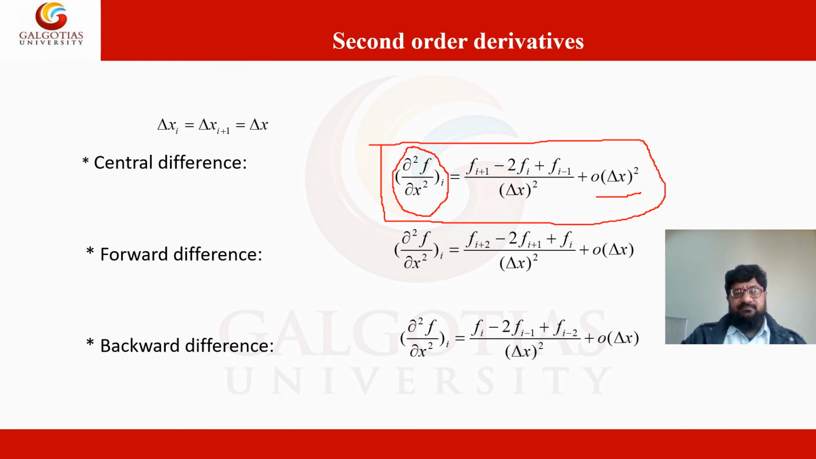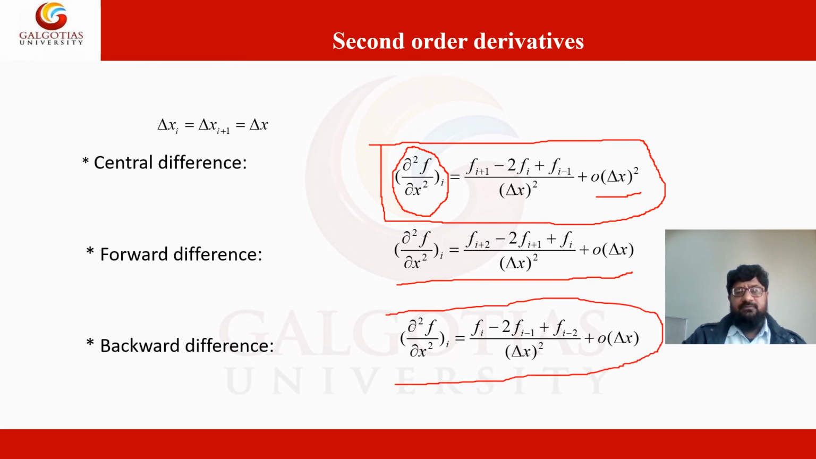Similarly, you can calculate the forward difference formula for the second order derivative, in which all the forward points to i will be used, that is i plus 1 and i plus 2. Similarly, you can get the backward formula. Keep also in mind that this is again first order accurate, and this is second order accurate.